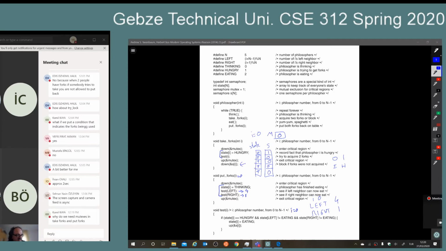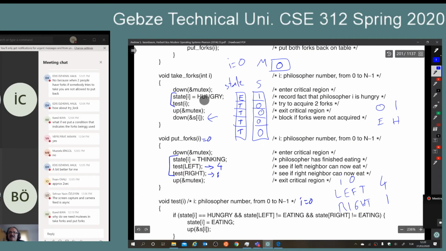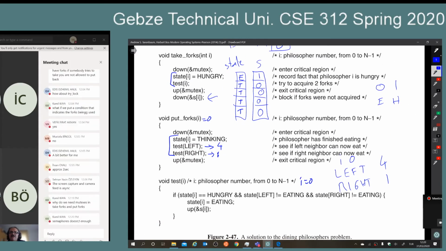Okay, Kamil has a question. Why do we need mutexes in take forks and put forks? Why do we need critical regions in there? That's because I am modifying the state i. More than one function might be changing the state i. One of them is making hungry, the other one is making eating, the other one is making thinking. If three different processes call these functions for the same state i, they will be in a race condition.